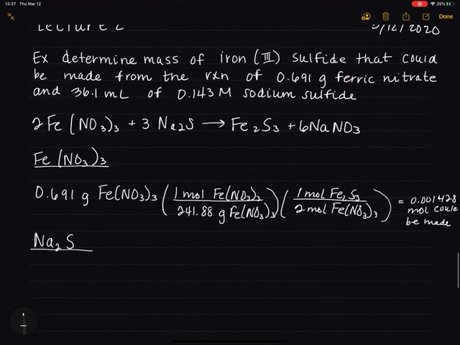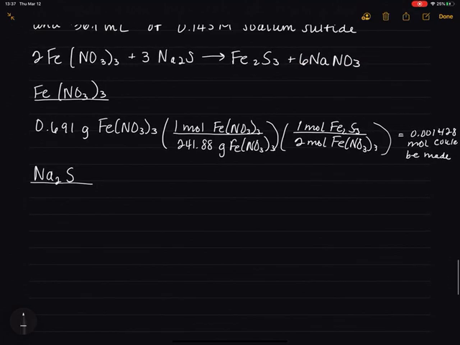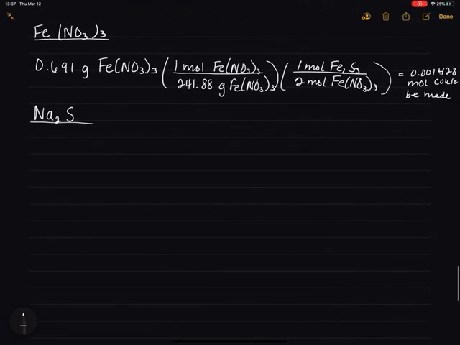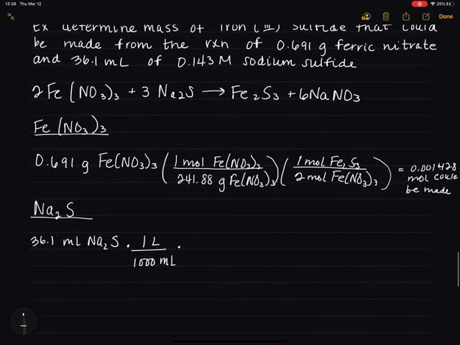Liters need to go away. Moles of sodium sulfide need to show up. What number goes in my numerator? 0.143. That's my 0.143 M, 0.143 moles per liter. I have moles of sodium sulfide. What do I do next?